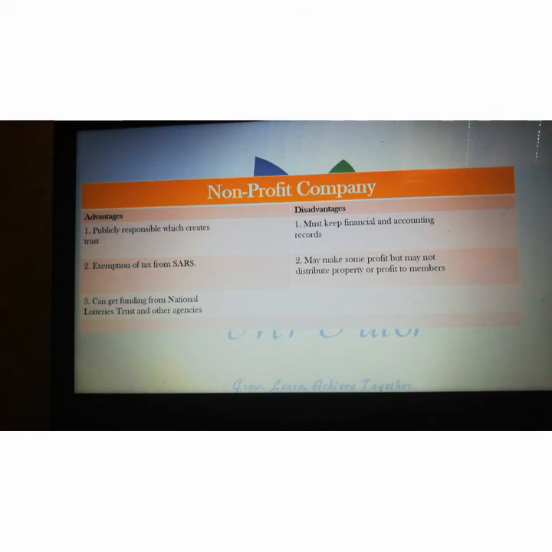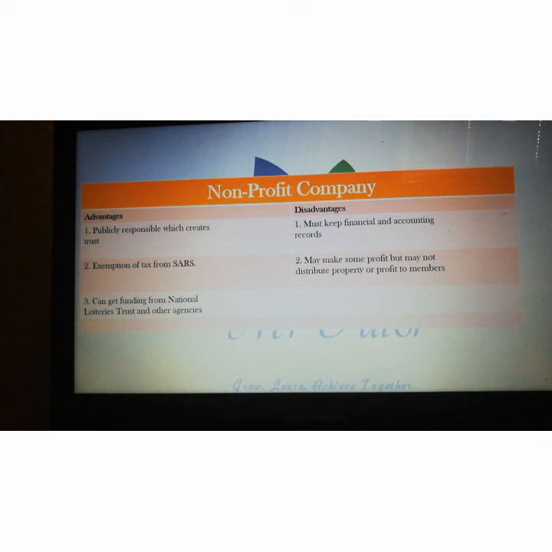So the last section we are covering is the advantages and disadvantages of a non-profit company, an NPO, your charity organizations, your soup kitchens, your local churches. What are the advantages of such an organization or company?